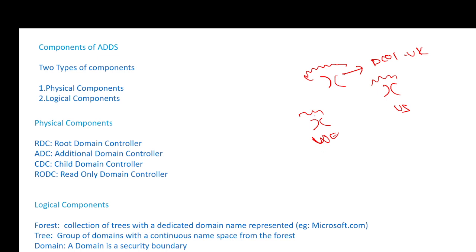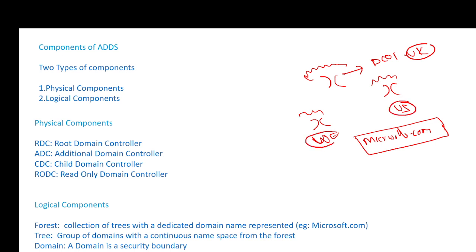All are under a forest called Microsoft.com. So here your forest name is Microsoft.com, and there is a tree called Western Europe, a tree called UK, and a tree called US. These are all the trees. Forest means a collection of trees, which is the reason I'm calling Microsoft.com a forest. If you look at the trees, they are UK, US, and Western Europe. And then comes the domain. UK is a domain, US is a domain, and Western Europe is a domain.